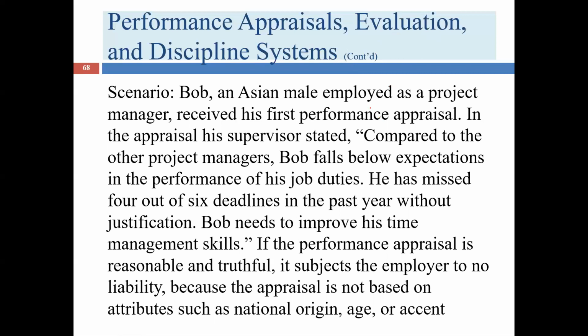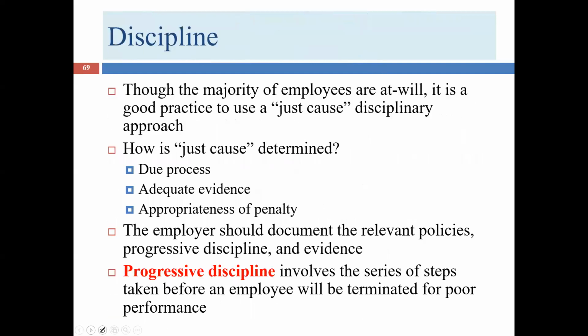Assuming these statements are correct, there's no liability. This is a very objective standard. And so under those circumstances, Bob would not likely have a strong case for national origin discrimination or gender discrimination.